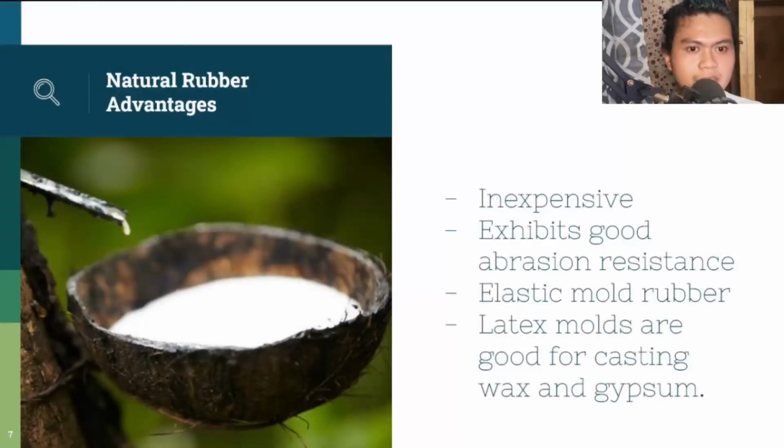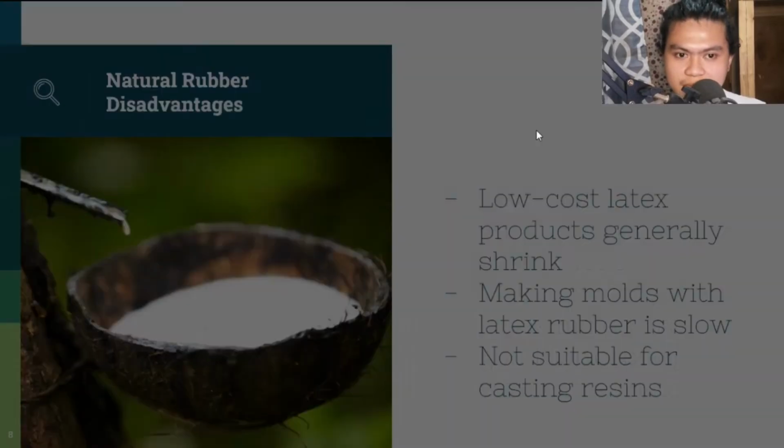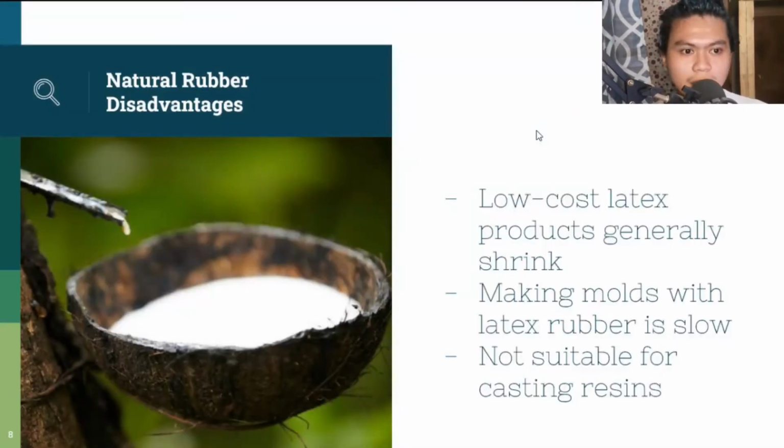So, we have some advantages of natural rubber. First, it is inexpensive. It exhibits good abrasion resistance. It's a good elastic mold rubber, and latex molds are good for casting wax and gypsum. Moving to its disadvantages, low cost latex products generally shrink, and making molds with latex rubber is slow and time consuming, usually taking up to 10 days. And natural rubber is not suitable for casting resins.